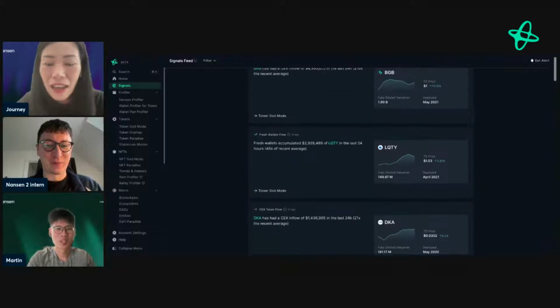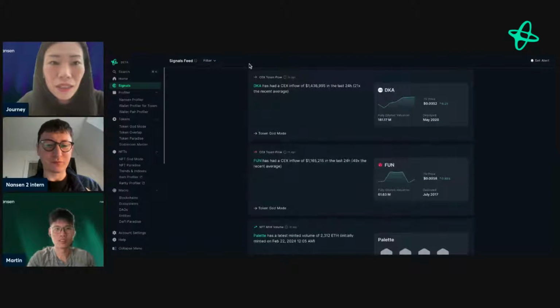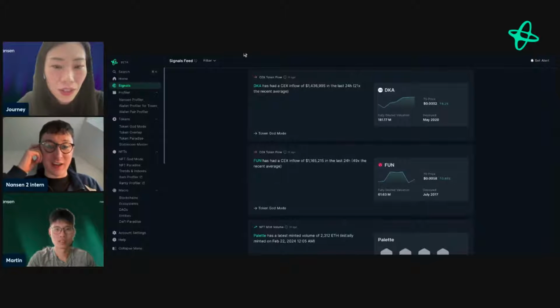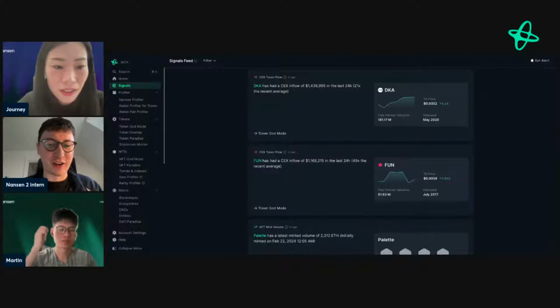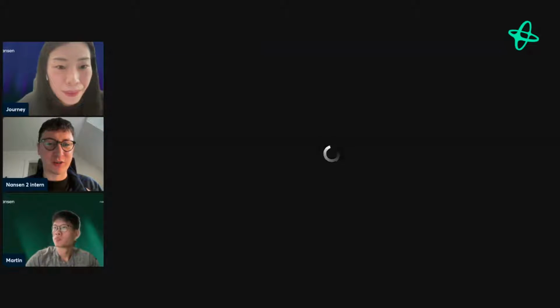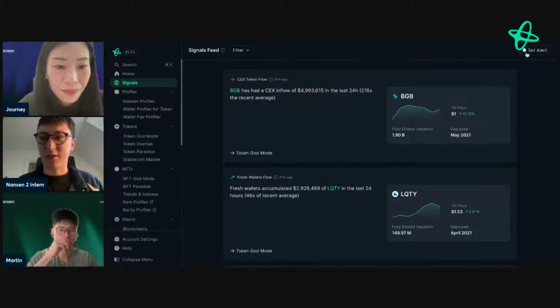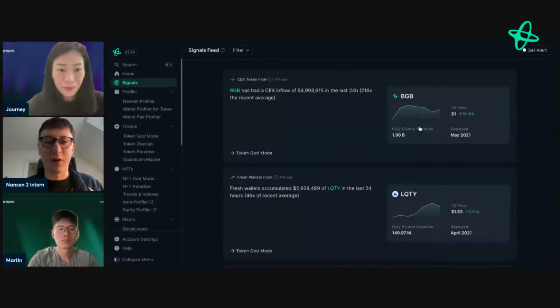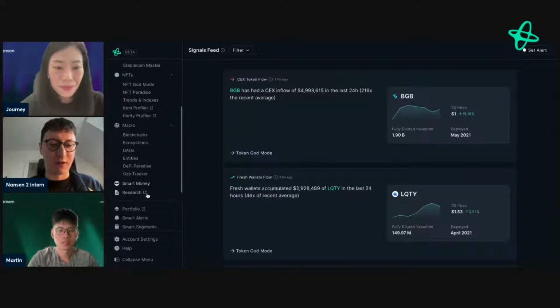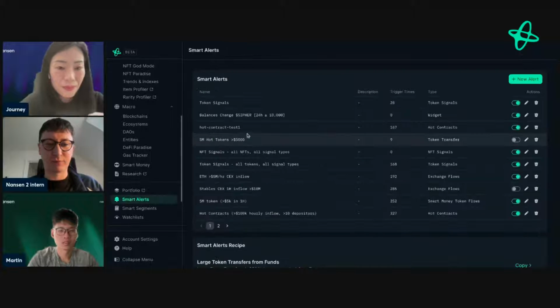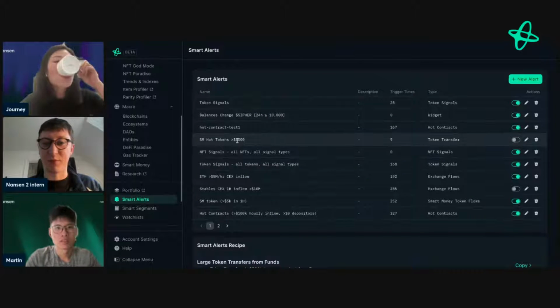Yeah, exactly. Edward, I know you really like our signals feature as well. You've shared a lot of great examples. Yeah, of course. So I'm just going to share my screen now. One of the cool things about signals, as Jenny said, is that you can set alerts, and she showed you the flow, and you can also set them up directly here in Smart Alerts. And you see some of the Smart Alerts that we've set up in the past.